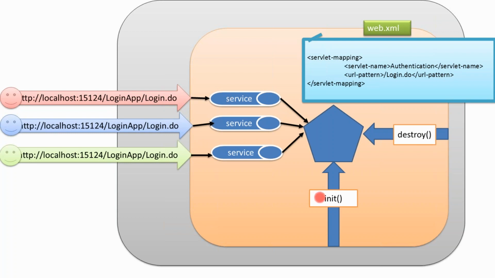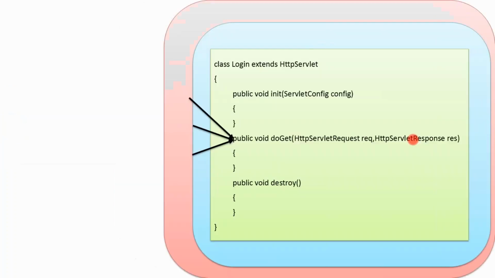So first init you have, whereas the service method, for each client request, init is called only once, and the service method is called for each client request, and the destroy method is called only once. So the init and destroy methods are called only once, whereas the service method is called for each client request. You can override init as well as the destroy method. So over here you are overriding it.